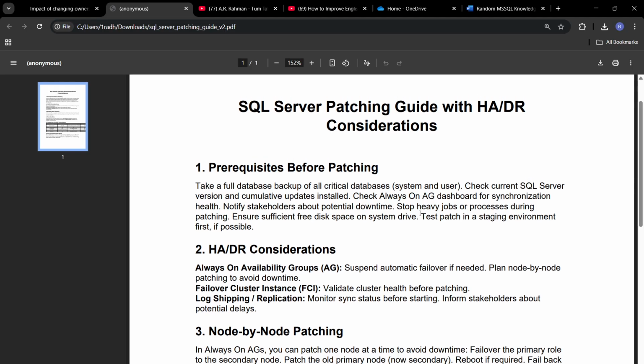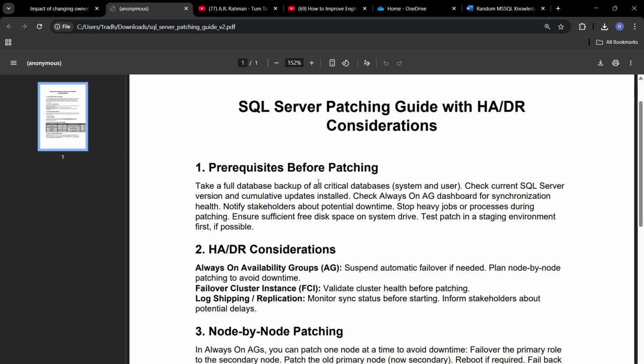And today we will discuss some basic important topics which you will usually face during your interviews. So we will discuss patching, the prerequisites before it, and what are the things that you should be aware of before working on high availability.